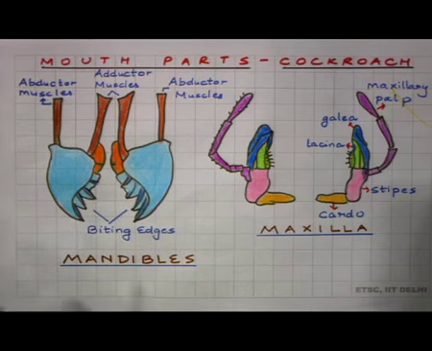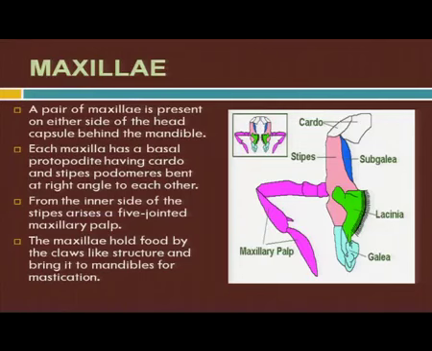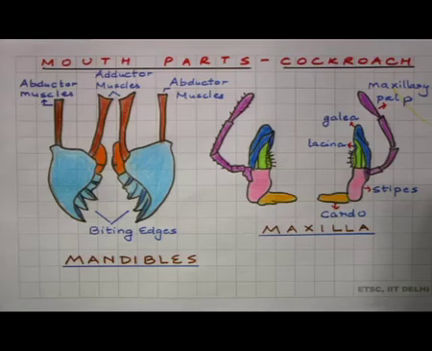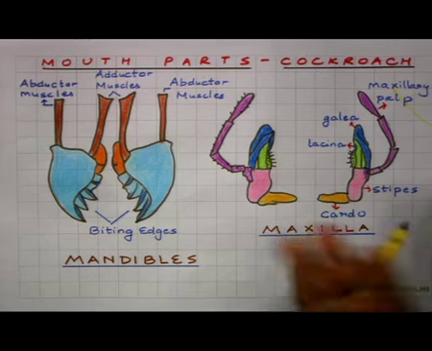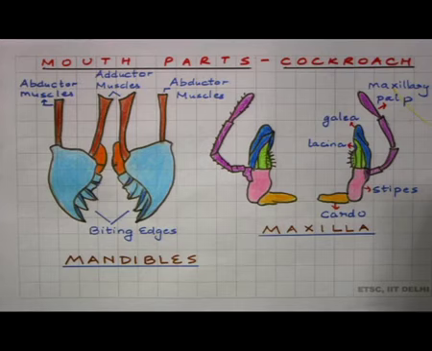So, we have discussed the labium, labrum, mandibles and maxillae. Labrum and labium act as the upper lip and lower lip. Then the mandibles, which act like teeth, help in crushing and chewing of the food, and then the maxilla helps in bringing the food closer to the mandible in order for it to masticate it.